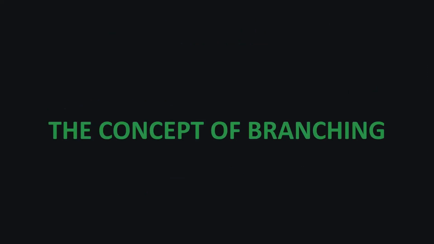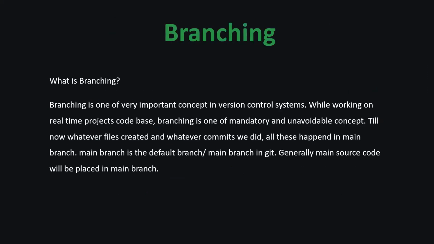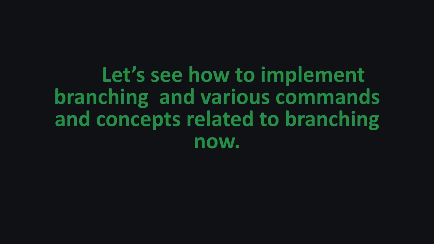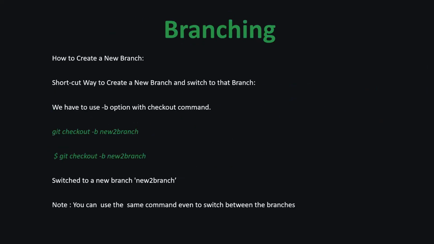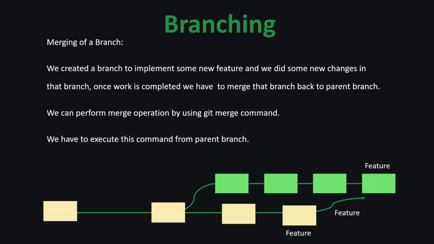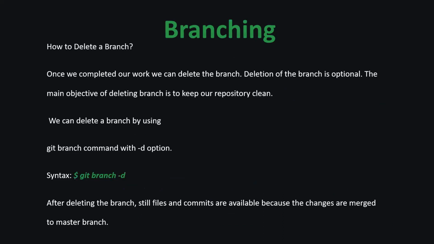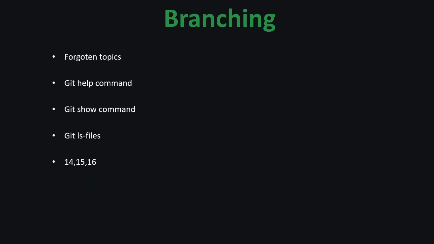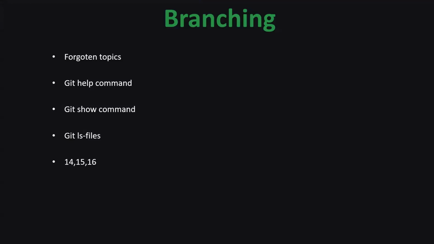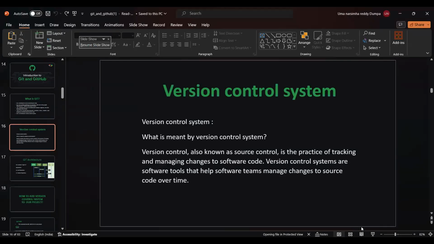Additional Git topics. The concept of branching. Let's see how to branch. This is known as branching. Let me explain branching. Both branching topics are there. Forgotten topics: Git commands, git show commands, version control.